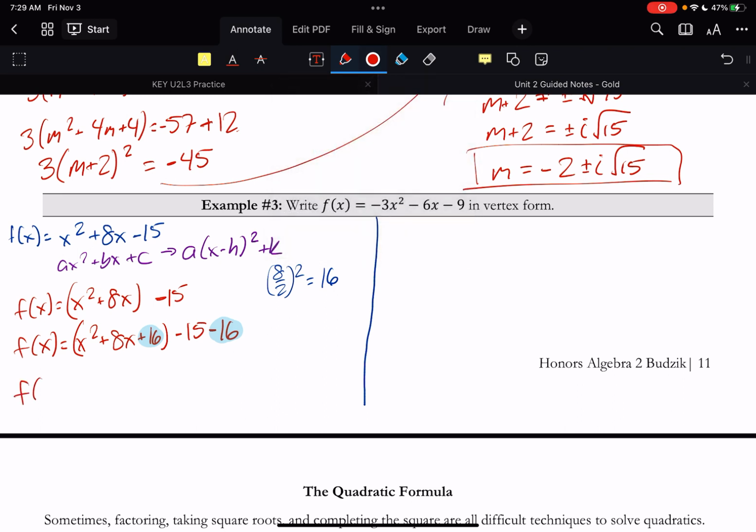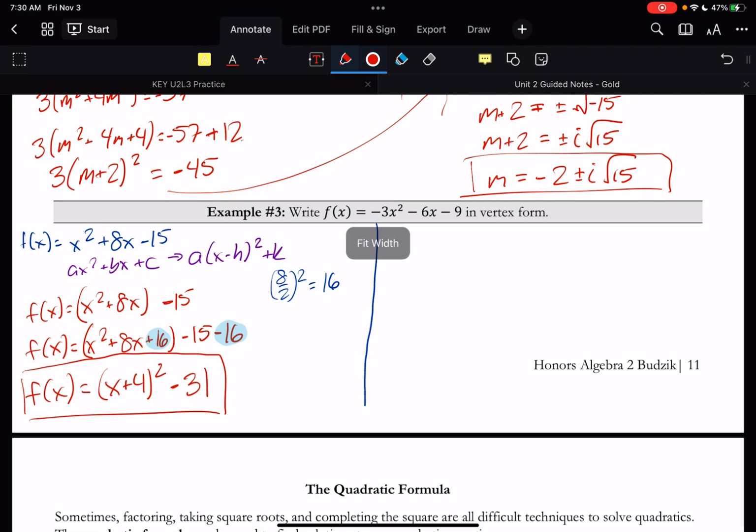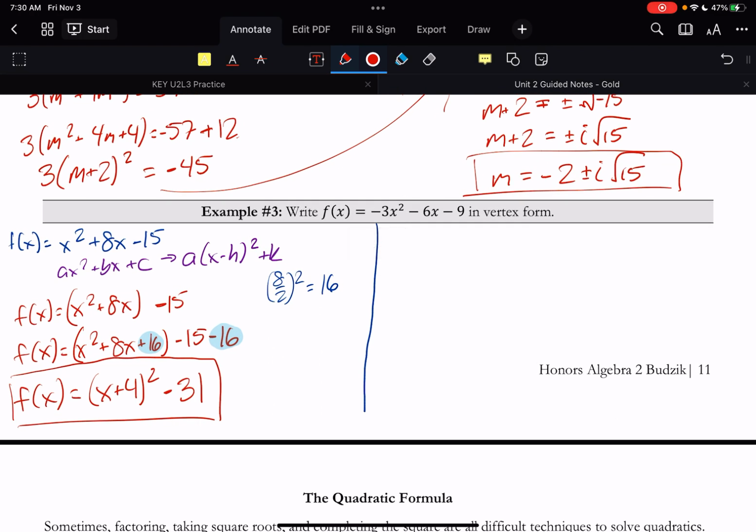So this now leaves me f of x: x squared plus 8x plus 16 is x plus 4, quantity squared, and negative 15 minus 16 is negative 31. That is that function in vertex form. I know it can be a little bit confusing, but just remember, you have to keep that side of the function completely balanced. So if you add something, you've got to subtract it. That way, again, you're just following the rules of algebra and keeping the rules of equality in place.